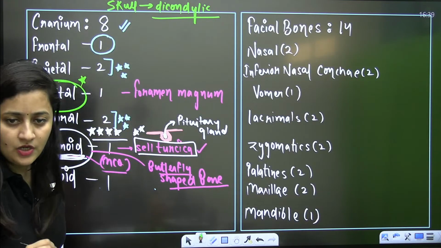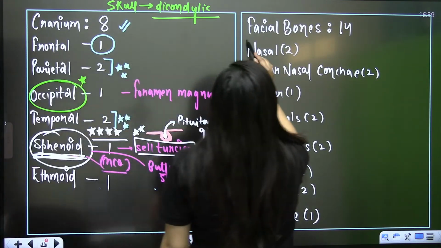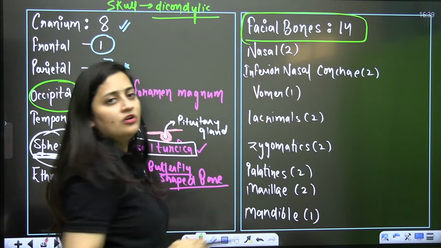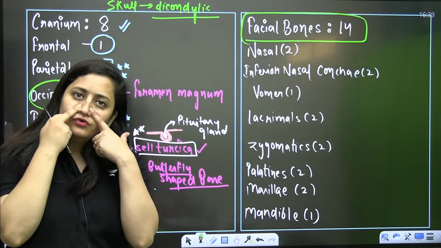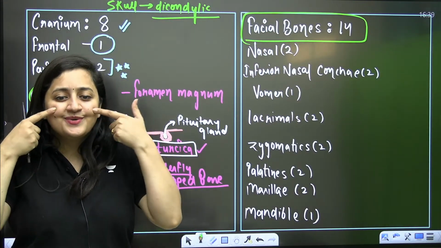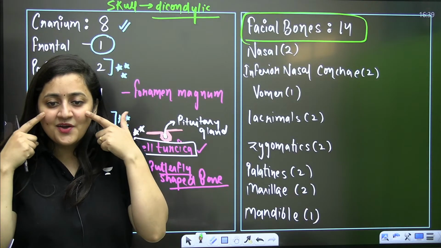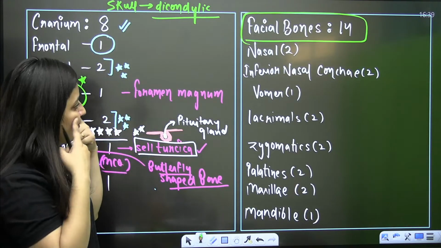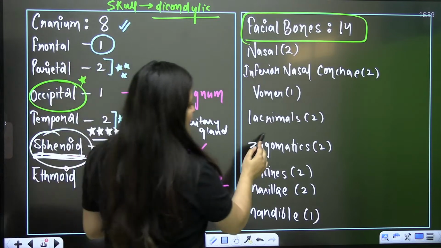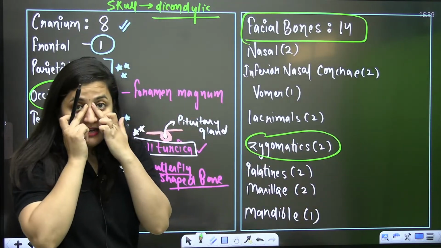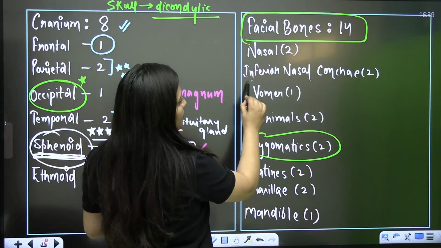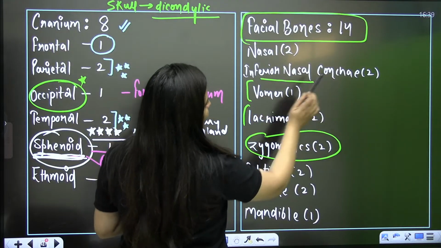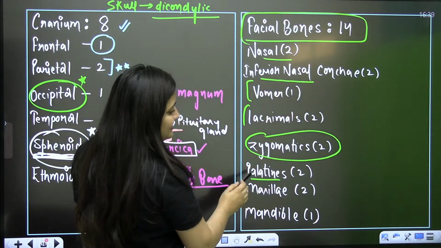Okay, you should know about it. Facial bones total 14. Associated with the nose, that is nasal. This cheekbone, my favorite, is zygomatic. It is also paired. Here you have the lacrimal bone, 2 in number, vomer 1, inferior nasal concha 2, nasal 2, palatine.